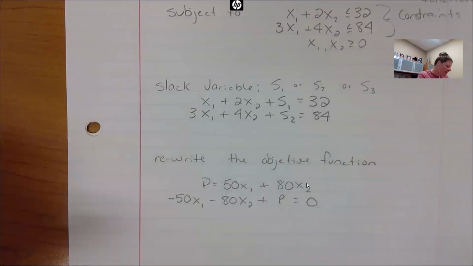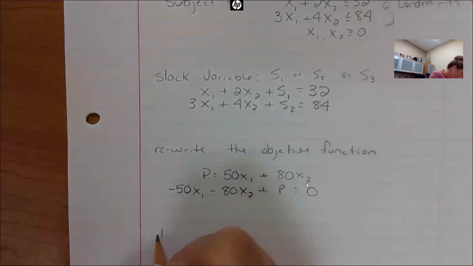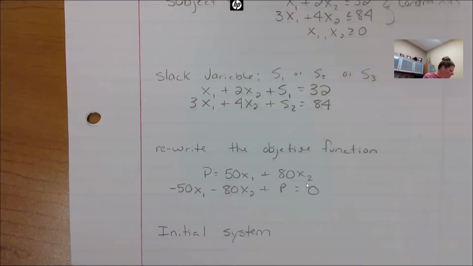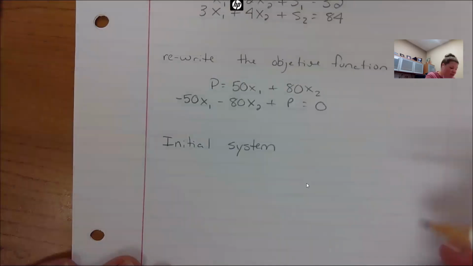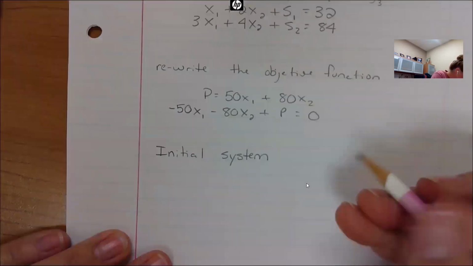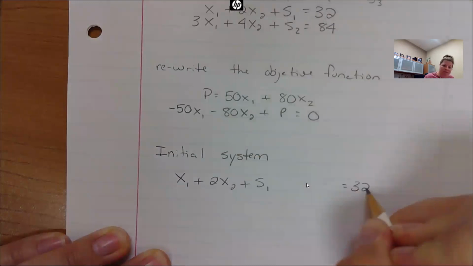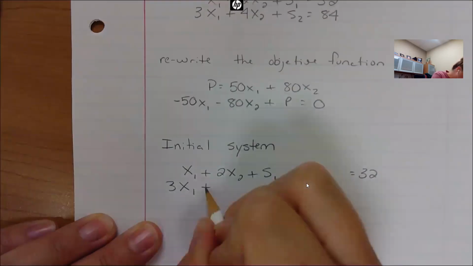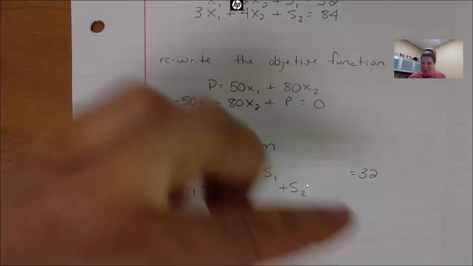Now we have this one and these two, and we're going to write what we call the initial system. The initial system is going to be our slack variables, and I'm going to leave some spaces. You'll see why. It's going to go x1 plus 2x2 plus s1 equals 32. Second slack equation: 3x1 plus 4x2 plus s2. We don't have s1 in the second one, so I want a gap for the 0 there. I want a gap here because there's 0 s2s there.